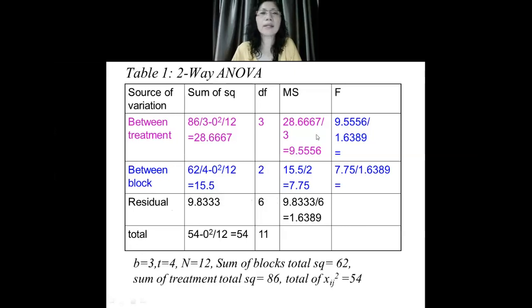Now for the mean square, you take this and divide by the degree of freedom, which gives you 9.5 and so on. 15.5 divided by 2 gives you this. This divided by this gives you the MSE, the error. So to get the F statistic value, you take MS between treatment divided by MS error, and MS between block divided by MS error.